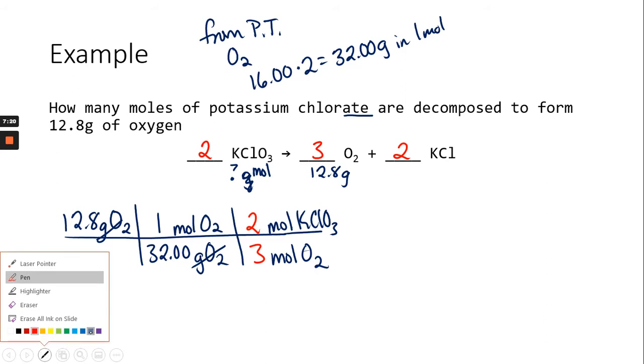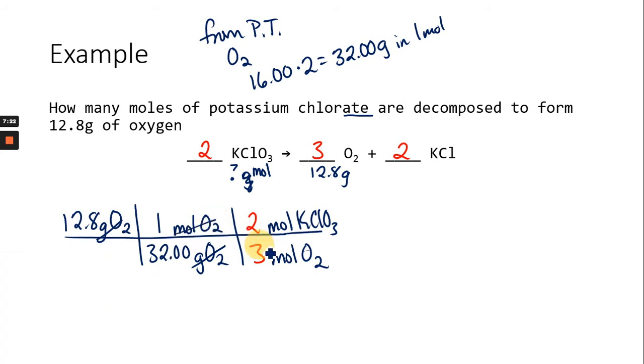Then we can take our handy dandy calculator and we can multiply, divide, multiply, divide. So 12.8 times 1 divided by 32 times 2 divided by 3 tells us we have 0.267 moles of potassium chlorate.